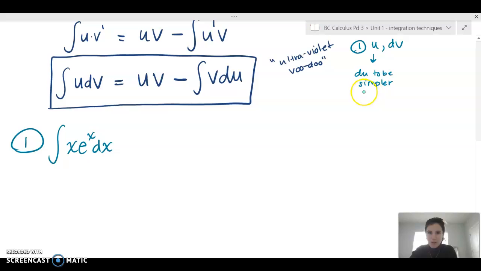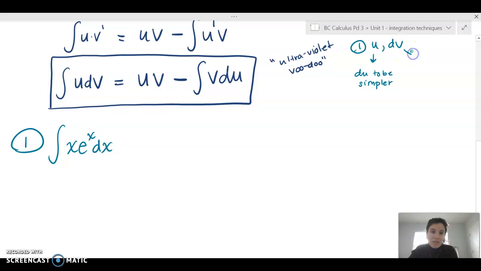Okay, to be simpler. So think, for example, if you have x cubed, 3x squared is simpler than x cubed. Or think about if you have the natural log of x, right? 1 over x is easier to integrate, for example, than the natural log of x.